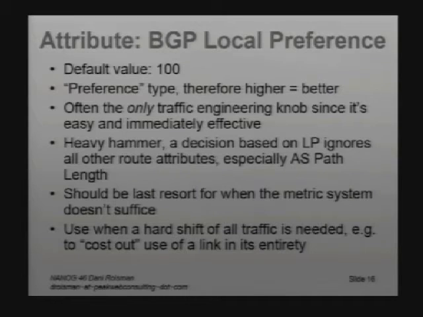The problem I have is it's a heavy hammer. A decision based on the local pref ignores other route attributes such as AS path length, and I think AS path length is pretty valuable. I think that local pref should be used only as a last resort for where metrics don't do what you want them to do. And you're going to use it when you're going to do a hardship. You want to cost out all traffic out one link, just go ahead and slam it with a local pref of 5 so that you no longer send traffic out that link.